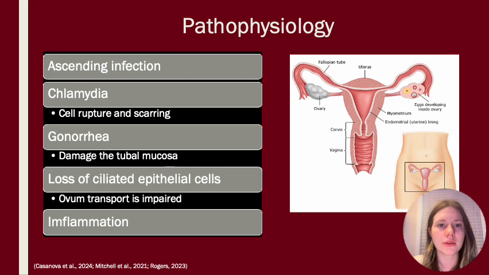At the cellular level, chlamydia invades epithelial cells and replicates intracellularly, causing cell rupture and scarring. And gonorrhea produces toxins that damage the tubal mucosa. So the loss of ciliated epithelial cells impairs ovum transport, and this explains the pathophysiological basis of infertility and ectopic pregnancy. The inflammatory cascade leads to edema, fibrosis, adhesions, and potentially even tubo-ovarian abscess formation, which I will throughout this PowerPoint abbreviate as TOA.